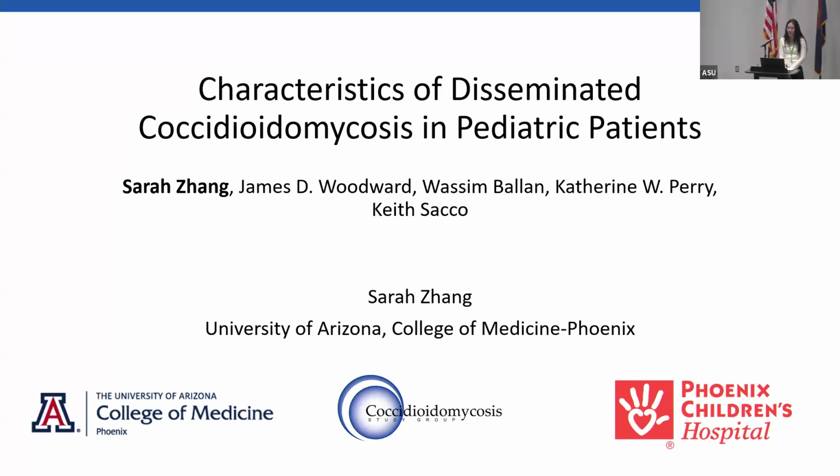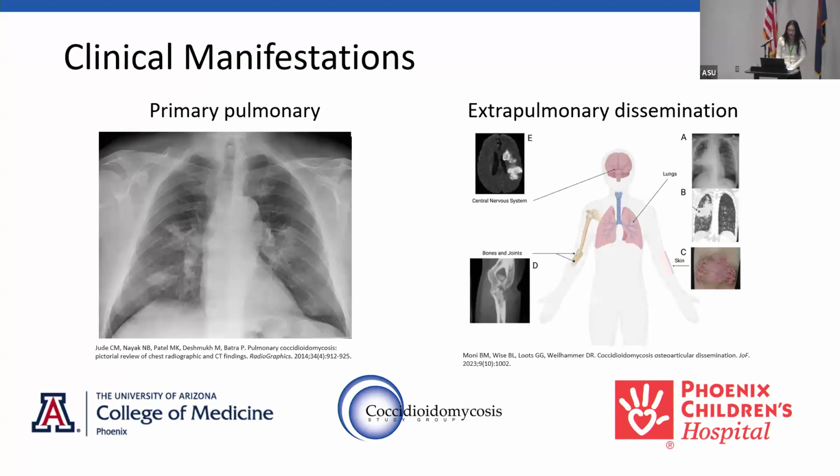Today, my presentation is on the characteristics of disseminated coccidioidomycosis in pediatric patients, continuing with our theme of the pediatric population. So as you know, I'll briefly review the clinical manifestations of valley fever. In primary pulmonary infection, typical chest x-ray findings may include consolidations, nodules, interlobular septal thickening, lymphadenopathy, and pleural effusions. And rarely we may see a miliary pattern on imaging, especially in immunocompromised hosts.